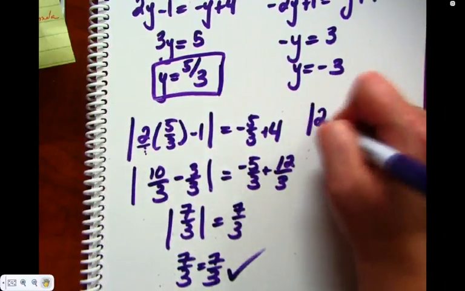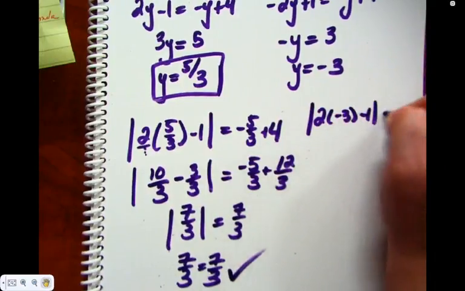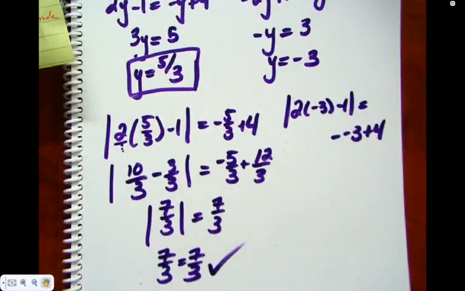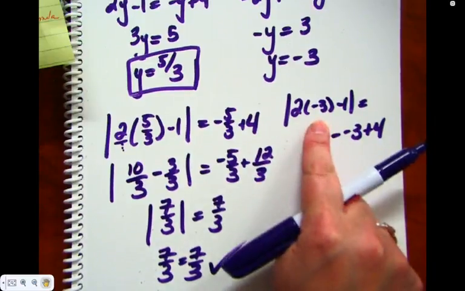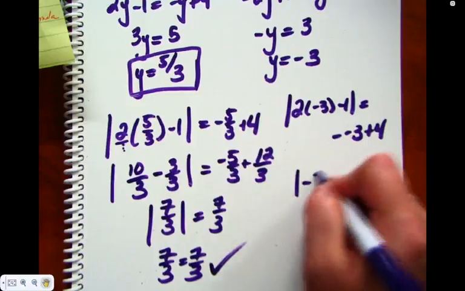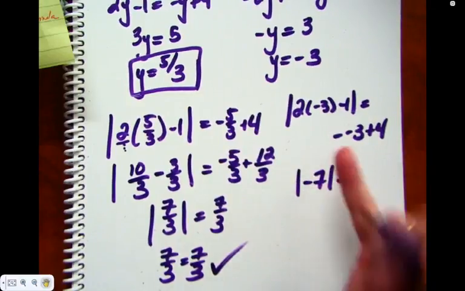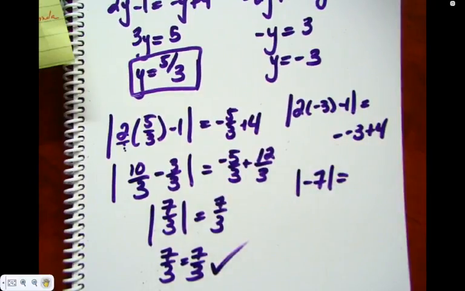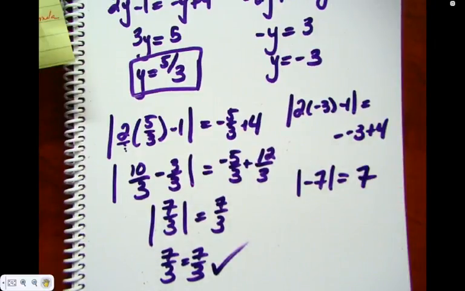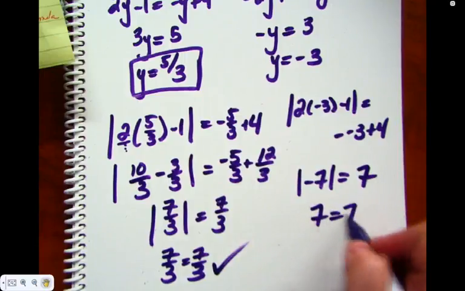The other side? Inside the absolute value, I've got 2 times negative 3, minus 1. And on the right-hand side, I've got that negative 3. 3 plus 4 is 7. Absolute value of negative 7. Conclusion?